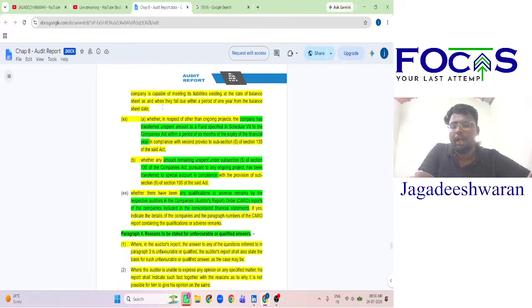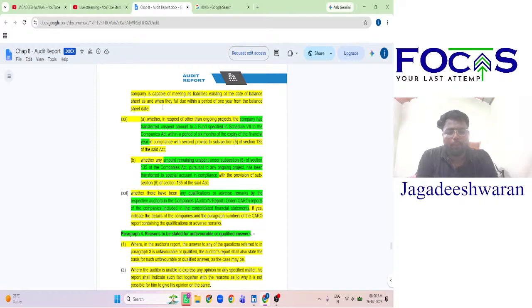Then clause 20. Whether, in respect other than ongoing project, the company transferred any unspent amount to a fund specified in Schedule 7 to the Companies Act within a period of 6 months of the expiry of the financial year, in compliance with second proviso to subsection 5 of section 135 of the said act. So another 135, it is about CSR.